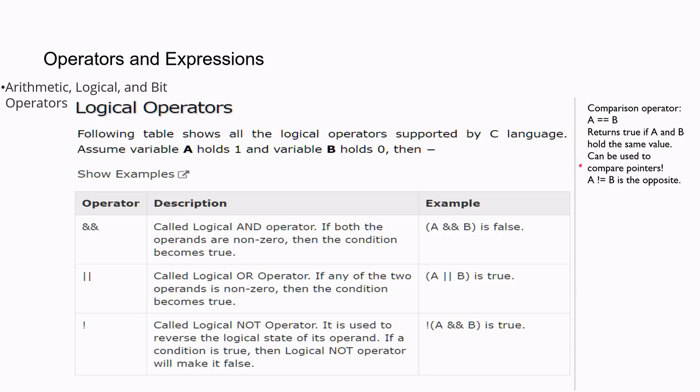The opposite of that is A bang equals B, or exclamation equals. A common shorthand for the exclamation symbol is to call it a bang. And so this will evaluate to true if A and B are different, and it will evaluate to false if A and B are the same. These can be used to compare the values of pointers, if you ever need to do that.